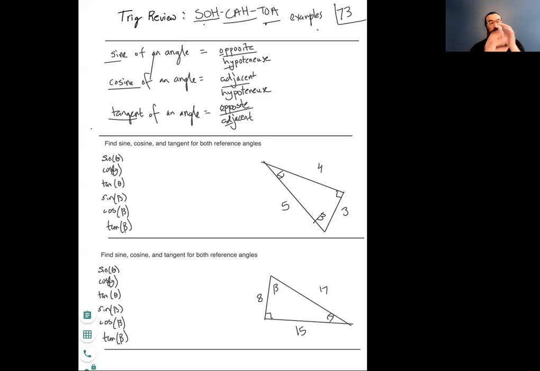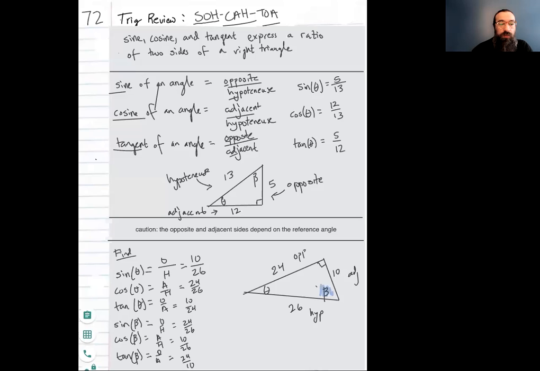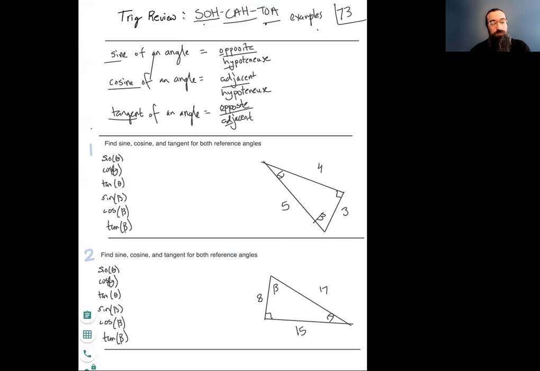All right, you can see that I left you the notes at the top. I'll just remind you what they are. And you just have these two problems, problem 1, problem 2, and you want to find sine, cosine, tangent of theta and of beta for both of these triangles. Right? So just like what we did in this page, that is all you are doing for this one, right?